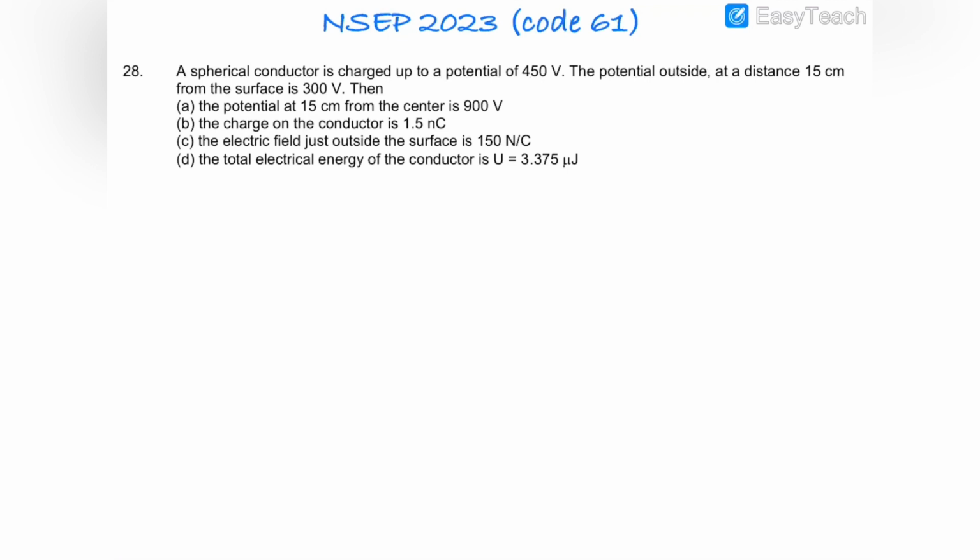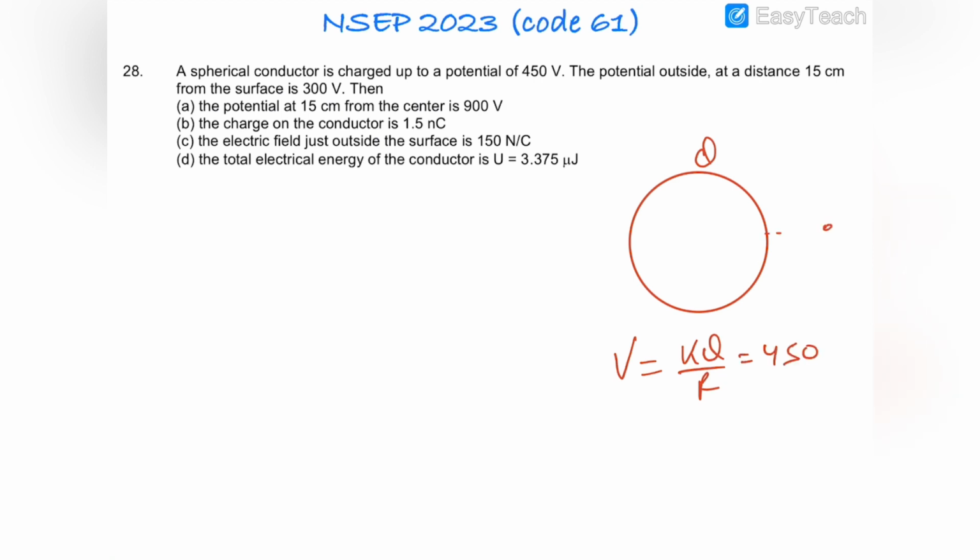In this question, you can see that there is a spherical conductor which is charged up to 450 volts, and the potential outside this conductor at a distance of 15 centimeter from the surface is 300 volts. So let us draw a spherical conductor, and its potential V is 450 volts. So KQ by R is 450. And the potential outside this conductor at a distance of 15 centimeter is 300. So let us suppose that this is h. So V out is equal to KQ by R plus h, and it is equal to 300.